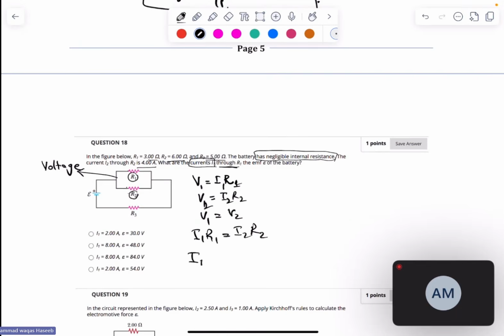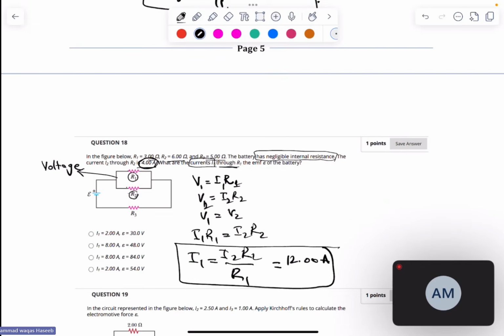So your I1, the current through resistance 1, is I2 R2 over R1, and we have the values of all the resistances and the current in the second resistance. The second resistance has a current of 4 ampere. So when we substitute the values, you will get the current in the first resistance, which is 12 ampere.